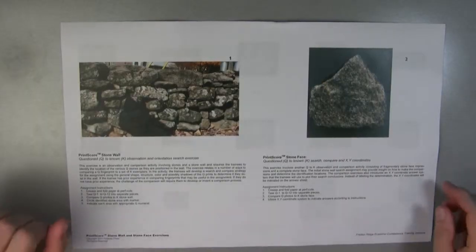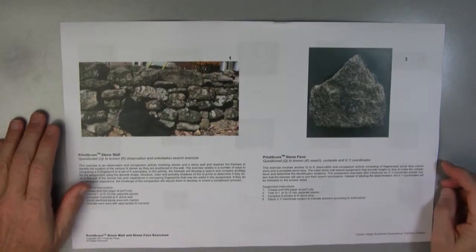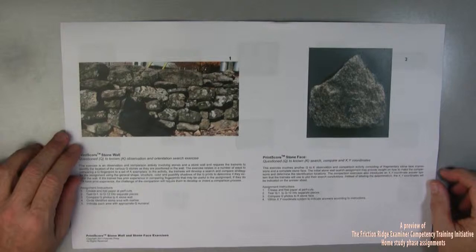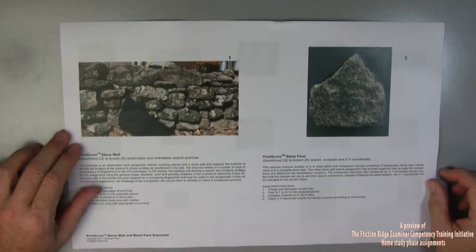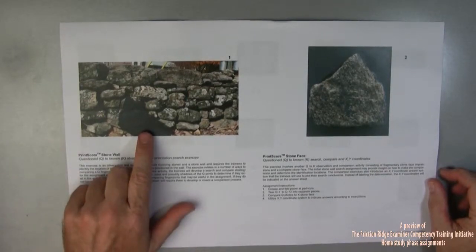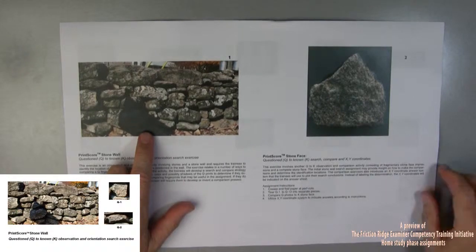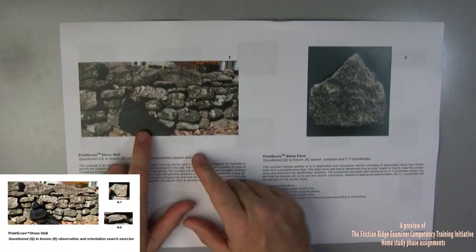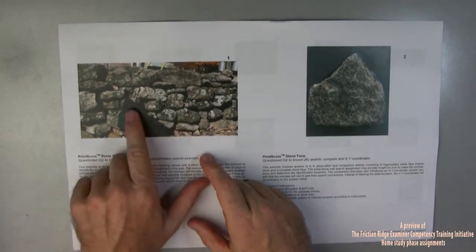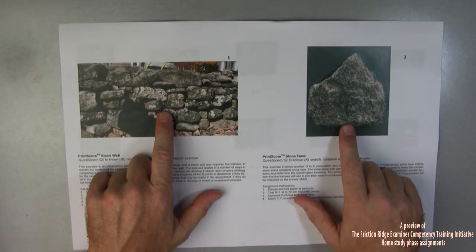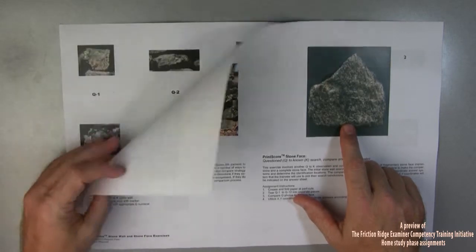I'll begin by reviewing the first two comparison assignments that don't even involve fingerprint identification. The first assignment that you'll begin with is the Stonewall Search, and that will involve you trying to find fragmentary photographs of stones that are in this wall. The second assignment will be the stone face, and you'll do something similar.